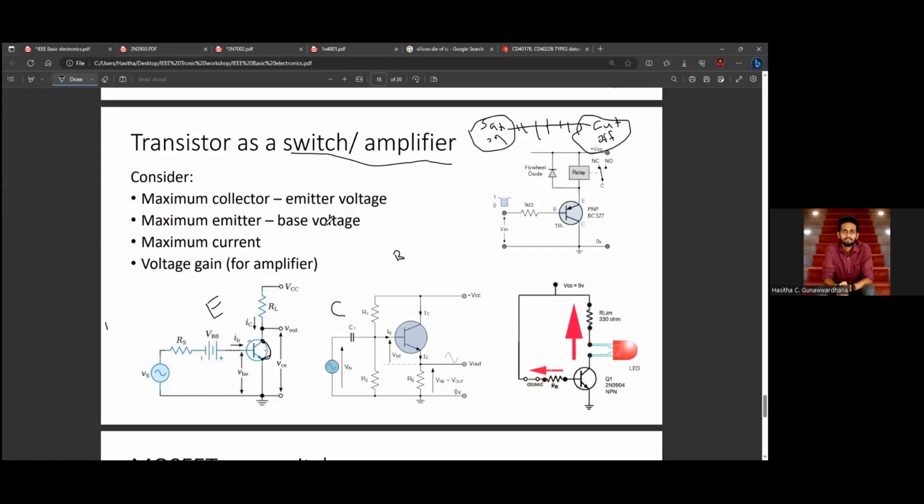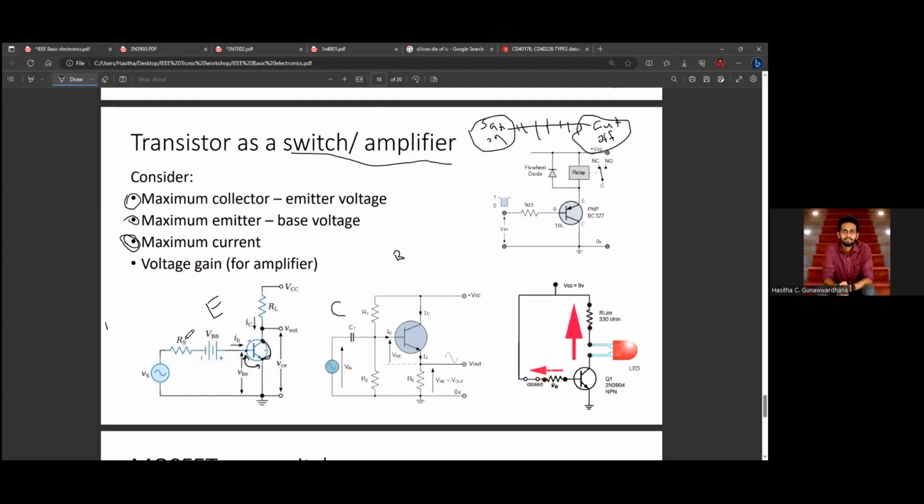So first, we have to consider this one, and this one, then the emitter base voltage. Emitter base voltage means the voltage between these two terminals. This also we have to consider.